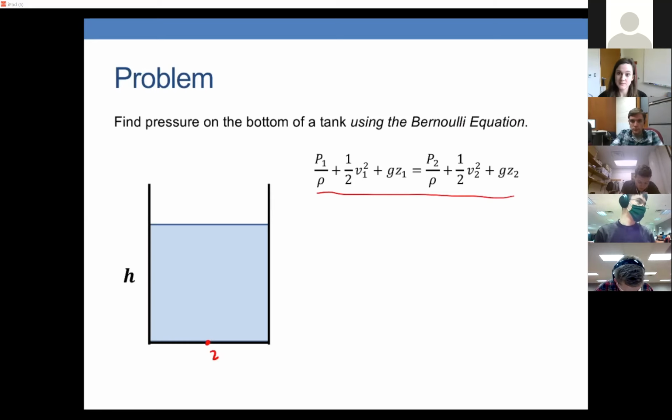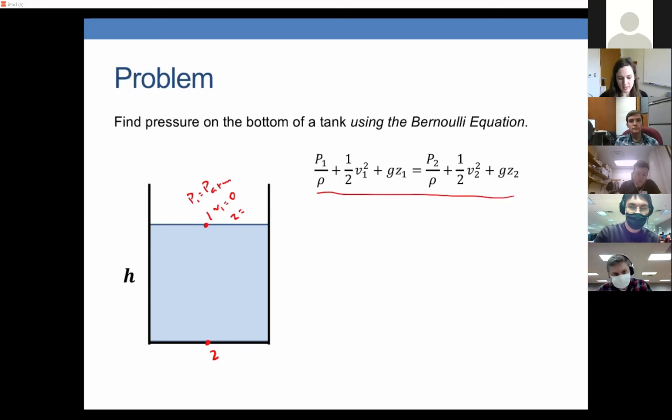This is part of these problems, knowing which points to pick. We pick one point where we want to know something, and the other where we have other information. At the top of this tank, we know that P is equal to P atmosphere, and we know that the velocity is equal to 0. So we have information there, so that's where I'm going to set point 1. What is Z equal to at the top of the tank, or the surface of the water?